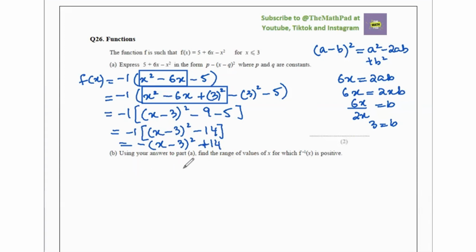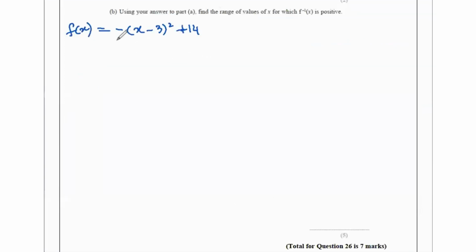Next, it says, using your answer to part A, find the range of values of x for which f inverse x is positive. So f of x is negative (x minus 3) whole squared plus 14. This is the answer that we got from part A. And the question asks us to use that answer to find the range of values of x for which f inverse x is positive. So for that, let's find the inverse for this.